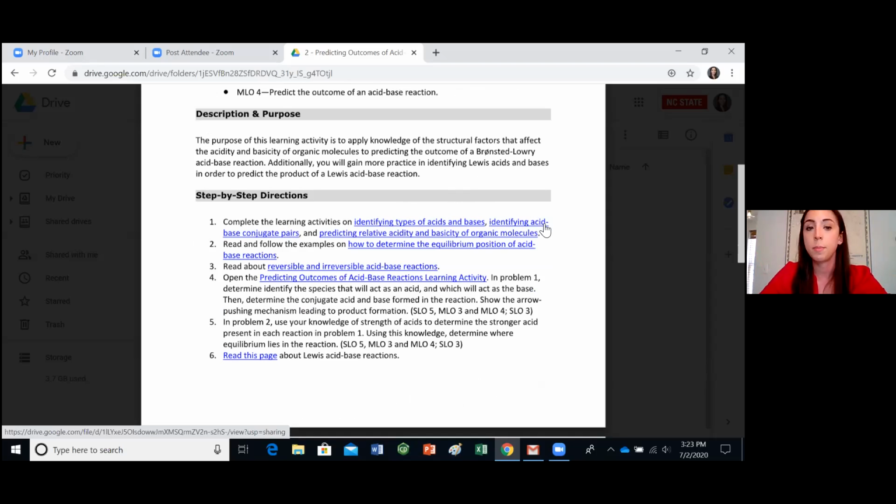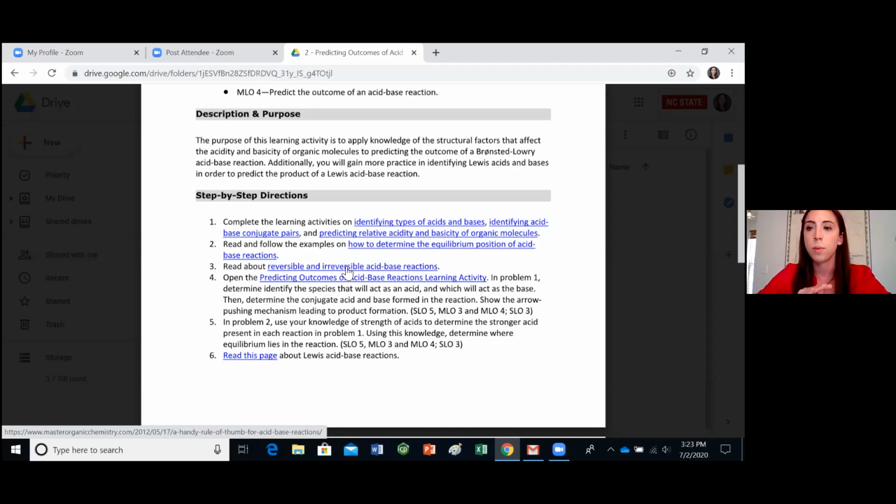Then identifying acid-base conjugate pairs, which we know is related to Bronsted-Lowry acids and bases, but that is going to be important in the 3rd module learning objective, which is predicting the relative acidity and basicity of organic molecules. After completing those 3 learning activities, we are now here at this learning activity. I then direct them to 2 different resources. The first is how to determine the equilibrium position in acid-base reactions. The next one is reading about reversible and irreversible acid-base reactions.